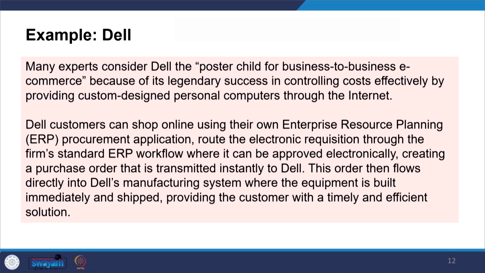So, Dell shoppers, customers can shop online, use their own ERP procurement application, and route the electronic requisition through the firm's standard ERP workflow, where it can be approved electronically. Then a purchase order can be created and transmitted directly to Dell. The order then flows directly into Dell's manufacturing system, where the equipment is built immediately and shipped to the buyer. So, this provides the customer with a timely and efficient solution. You see the entire paperwork has been completely removed in the process, and the order placed by the buyer directly reaches Dell's manufacturing system.